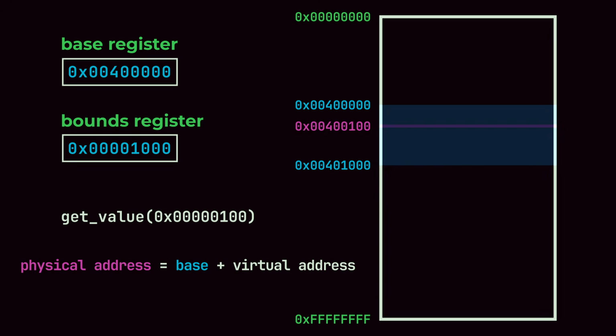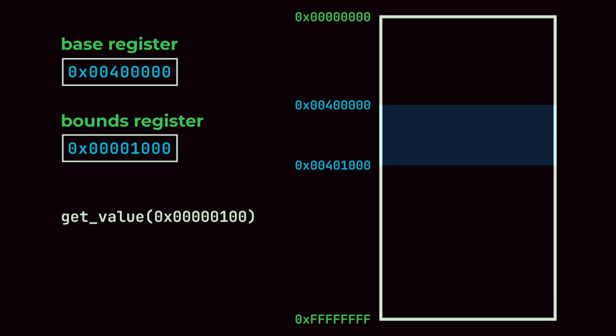But how does that help us with memory protection? Well, that's where the bounds comes in. The MMU also checks whether we are within or outside the defined region. To do this, the MMU checks whether the virtual address we provide is larger than the bounds. And if it is, we would try to access an address outside our region, and the CPU raises an exception.